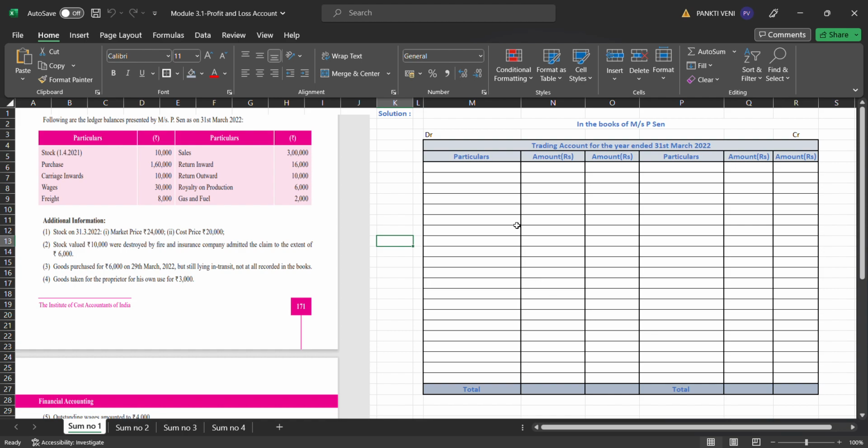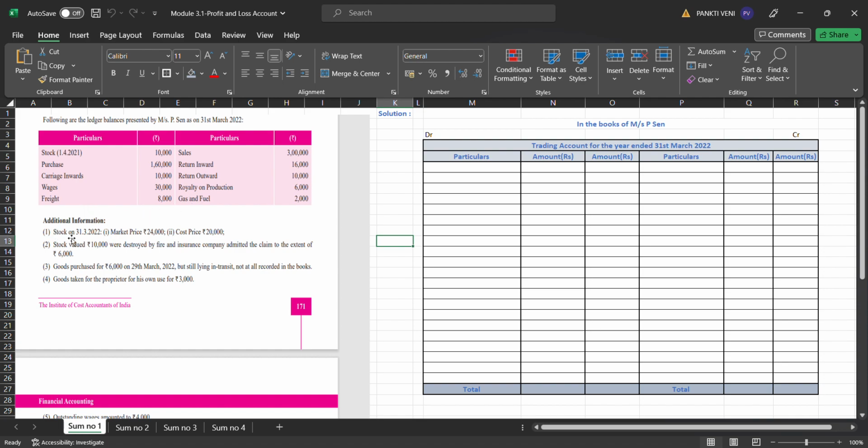Following are the ledger balances presented by Messrs. P. Sen as on 31st March 2022. Opening stock details are given, purchases, carriage inward, wages, freight, then sales, return inward, return outward, royalty on production, gas and fuel. So details related to trading account, expenses and income are given to me.